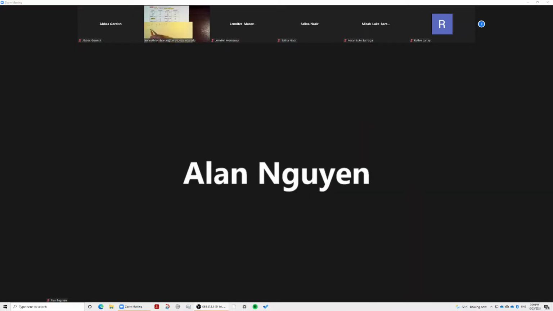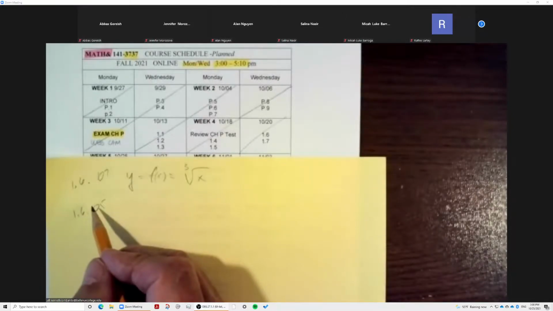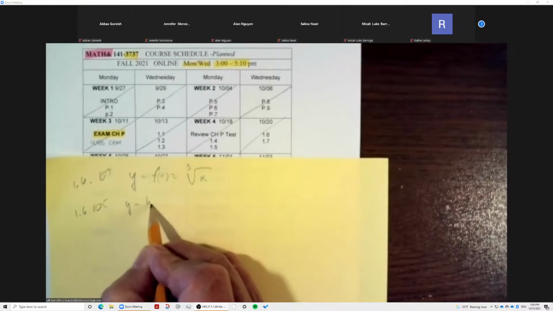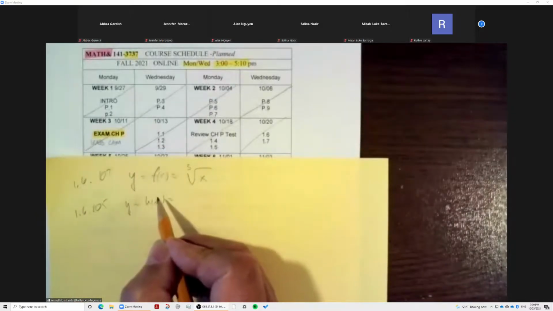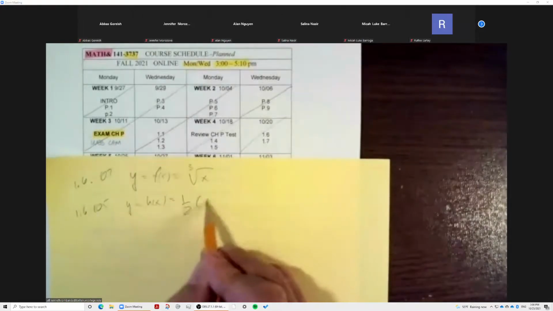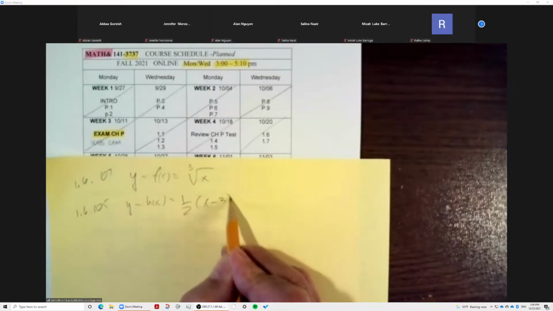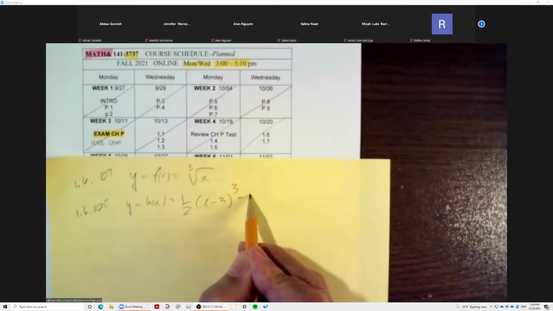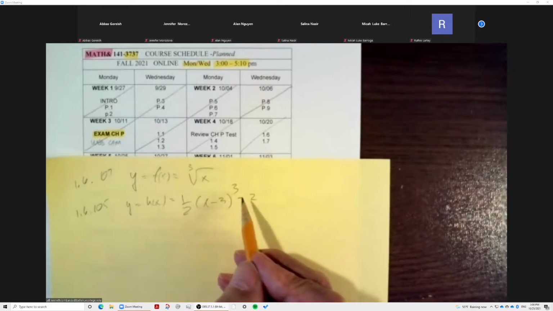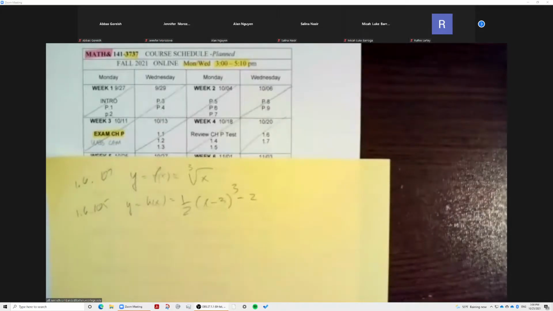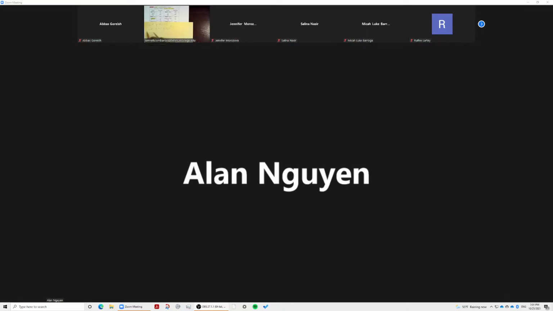Let's see what that one says. Standard cubic. And then do the following. So that looks like y equals h of x equals 1/2 (x minus 3) cubed minus 2. Is that the one? Oh, yeah, that's the one. Okay.